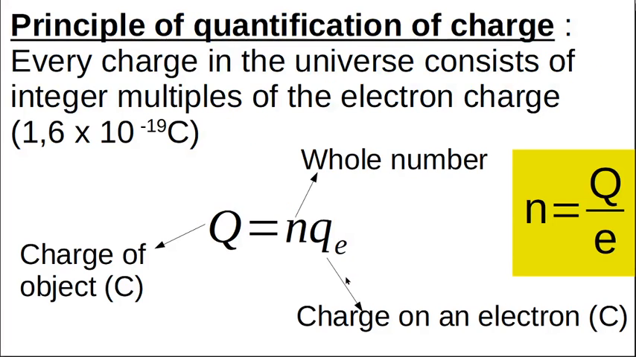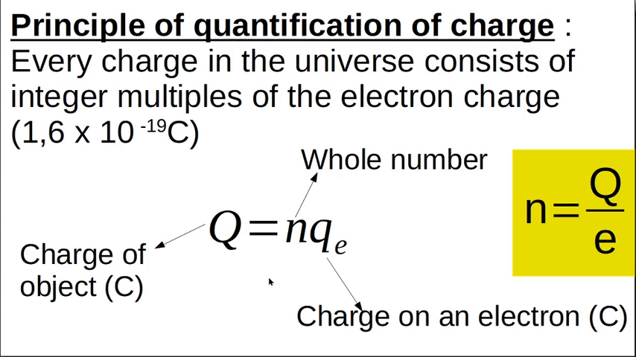Okay? The second thing that goes with this is the principle of quantisation of charge. This is based on all charge comes from electrons. So every charge in the universe consists of integer multiples of the electron charge. Now, we cannot get half an electron, hence this word, integer multiples. So the charge on an object measured in coulombs is equal to the charge on an electron. This is this Q sub e, also measured in coulombs. Remember, it's that tiny number.